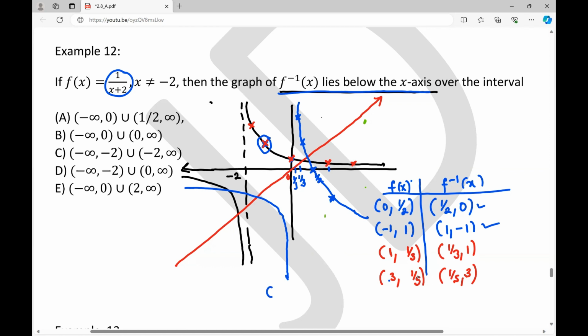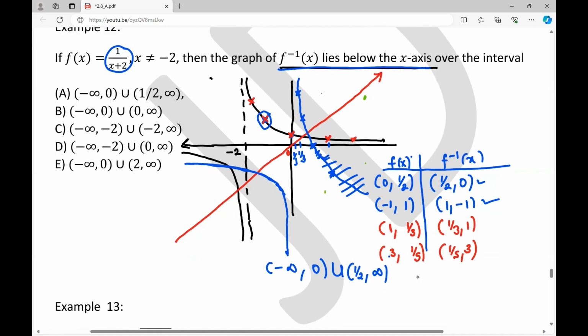So that is why it's going to be from -infinity to 0, because the whole region here, the F inverse is still below. But union, if you come to this part, you will see that the part that is below the x-axis is only this side. So it means you need to stop at this point, and this point is half. So it means it's going to be from half to infinity. So that is the solution for this question.